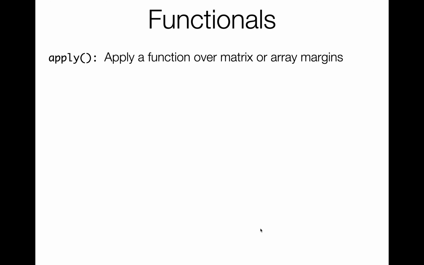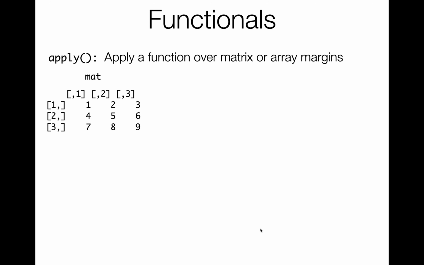Okay, so here you'll get a sense, hopefully, of what I was talking about when saying that functionals are better than for loops. For instance, the apply function applies some function over matrix or array margins. A matrix is a basic data type in R, and it is a matrix in the mathematical sense. If I wanted to apply a function to the rows or columns, I'd use apply.